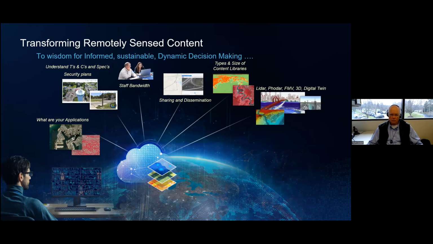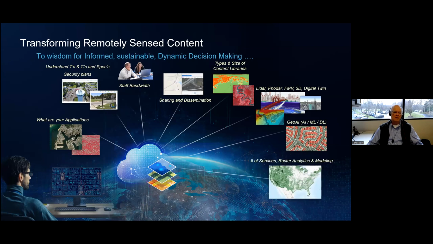Oftentimes we have hour after hour after hour of meetings, and I don't hear the LiDAR word or the FODAR word or full motion video or 3D or digital twin. And then once we start asking the question, we start getting, oh yeah, we're going to do that. You need to know that back in this application part, right? So then you got the artificial intelligence, the machine learning, and the deep learning. That's not a product, that is a process. And so understanding how and when you're going to do that is important. Again, the number of services, particularly when you come to using raster functions and raster analytics, becomes important to know. Timelines, I think we're preaching to the choir.